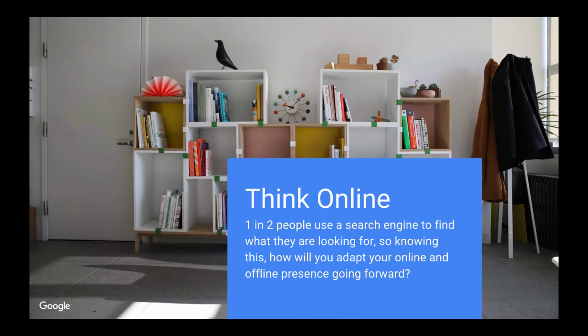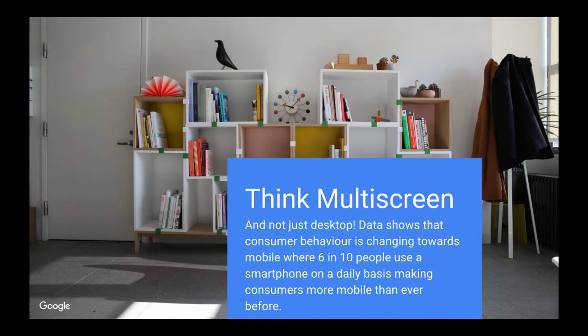And if there's something that you should really take away, think online, right? So what do we mean by that? 1 in 2 people use a search engine to find what they're looking for. So knowing this, how will you adapt your online and offline presence going forward? The second takeaway is think multi-screen and not just desktop. So data shows consumer behavior is changing towards mobile, where 6 in 10 people use a smartphone on a daily basis, making consumers more mobile than ever before.